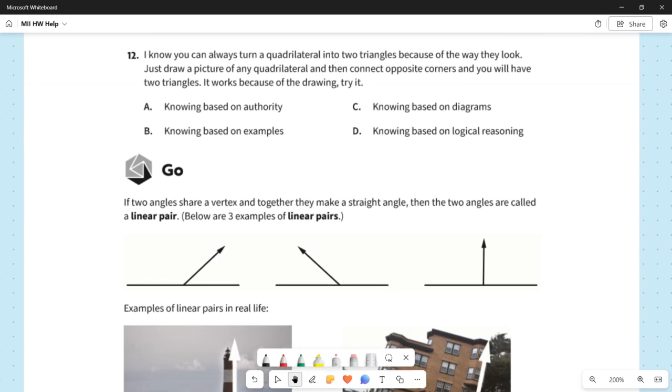Next question was number 12. I know you can always turn a quadrilateral into two triangles because of the way they look. Just draw a picture of any quadrilateral and then connect opposite corners and you will have two triangles. It works because of the drawing. Try it. We're going to want to remember what a quadrilateral is, right? So just as a reminder, a quadrilateral is a four-sided polygon.